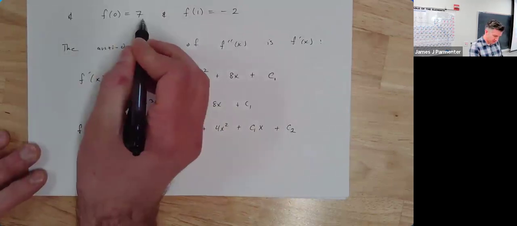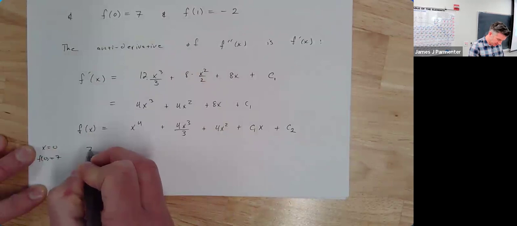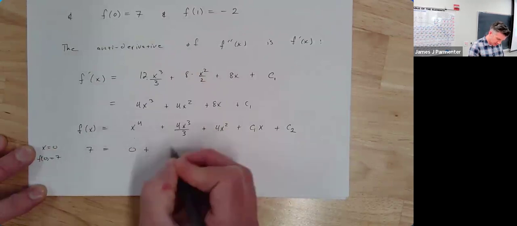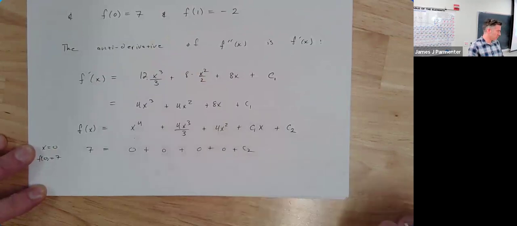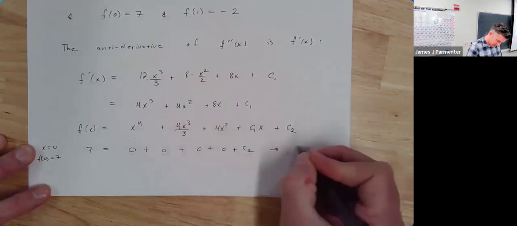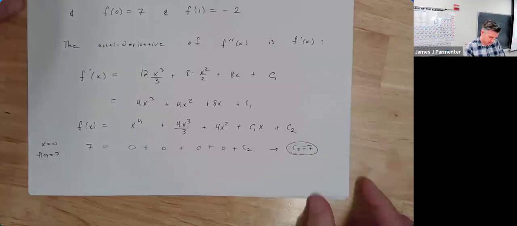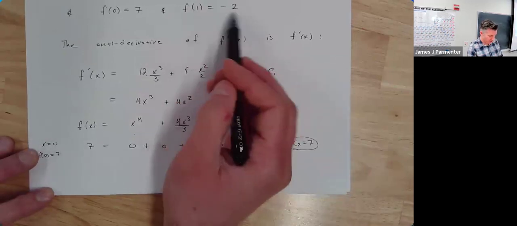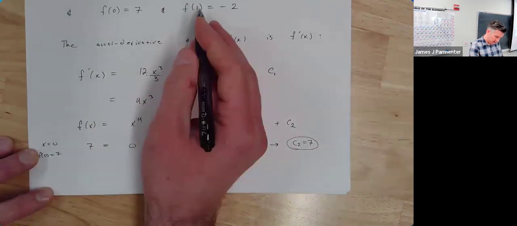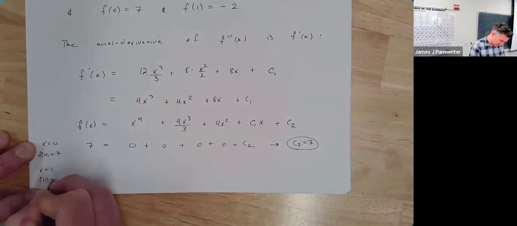So using f of 0 equals 7, so x equals 0 and f of 0 equals 7, then I'm going to say that 7 is equal to 0 plus 0 plus 0 plus 0 plus C2. Or cutting out all the writing, C2 is equal to 7. Great, that's not terrible. And then to find the other constant, C1, I'm going to plug in the other value here. So f of 1 is -2. So x equals 1, and the function is equal to -2.